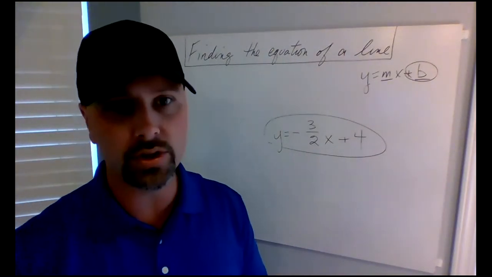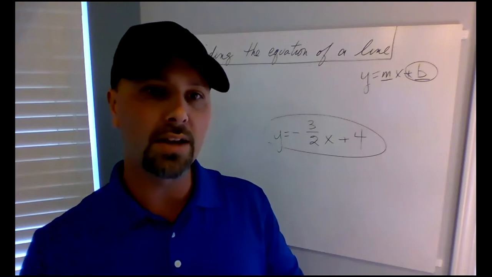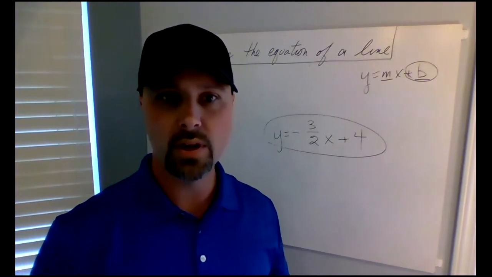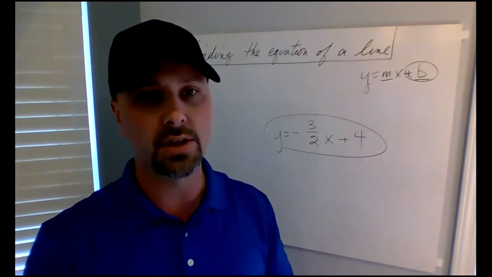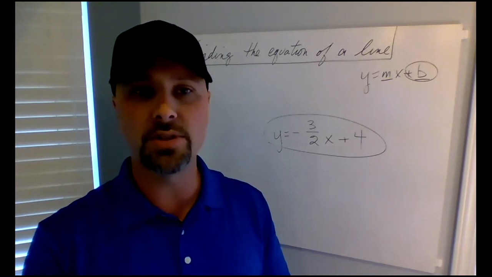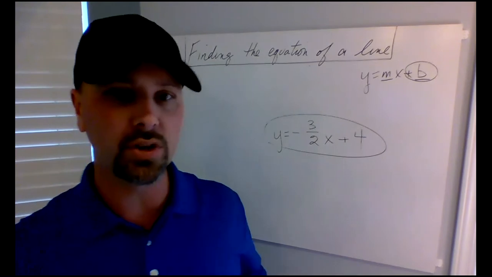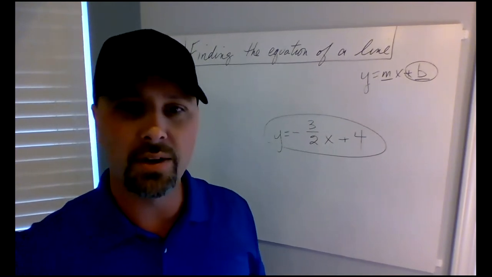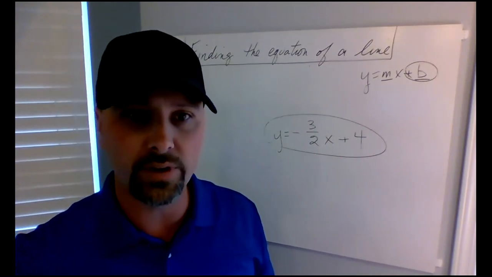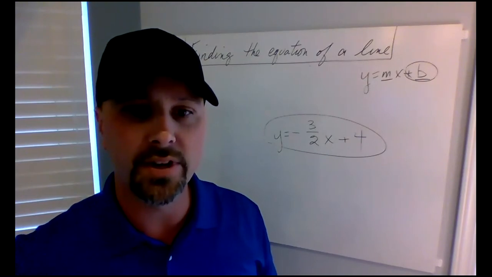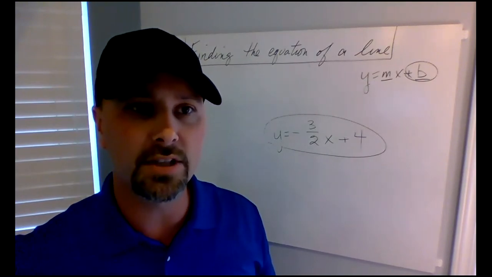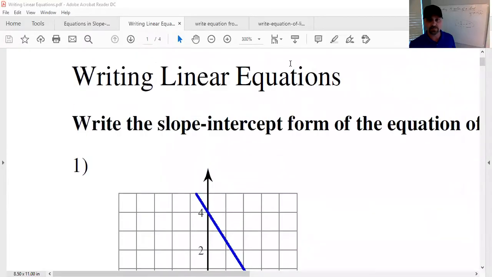Okay, you really shouldn't struggle with writing an equation of a line because we've worked a lot on slope, and y-intercept is something that's really easy to see on a graph. So as long as you can get that slope right, really writing the equation of a line on a graph is fairly easy to do. Okay, so let's take a look at what else I have for you.